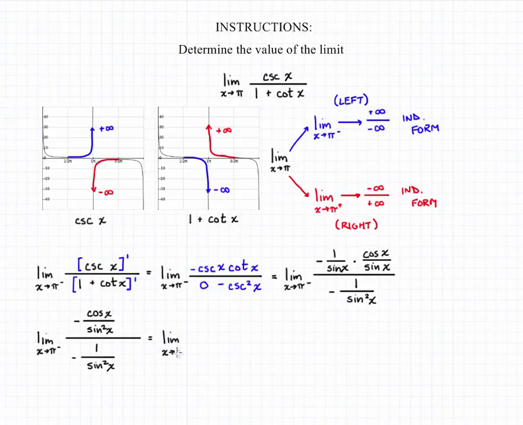And now we can rewrite this again by remembering that dividing is the same thing as multiplying by the reciprocal. That'll give us negative cosine of x over sine squared of x multiplied by negative sine squared x over 1. This will allow us to cancel the sine squared x's, which will leave us with simply a positive cosine of x. And if we directly substitute in pi, we'll end up with the cosine of pi, which will give us our answer, which is that our limit is equal to -1.